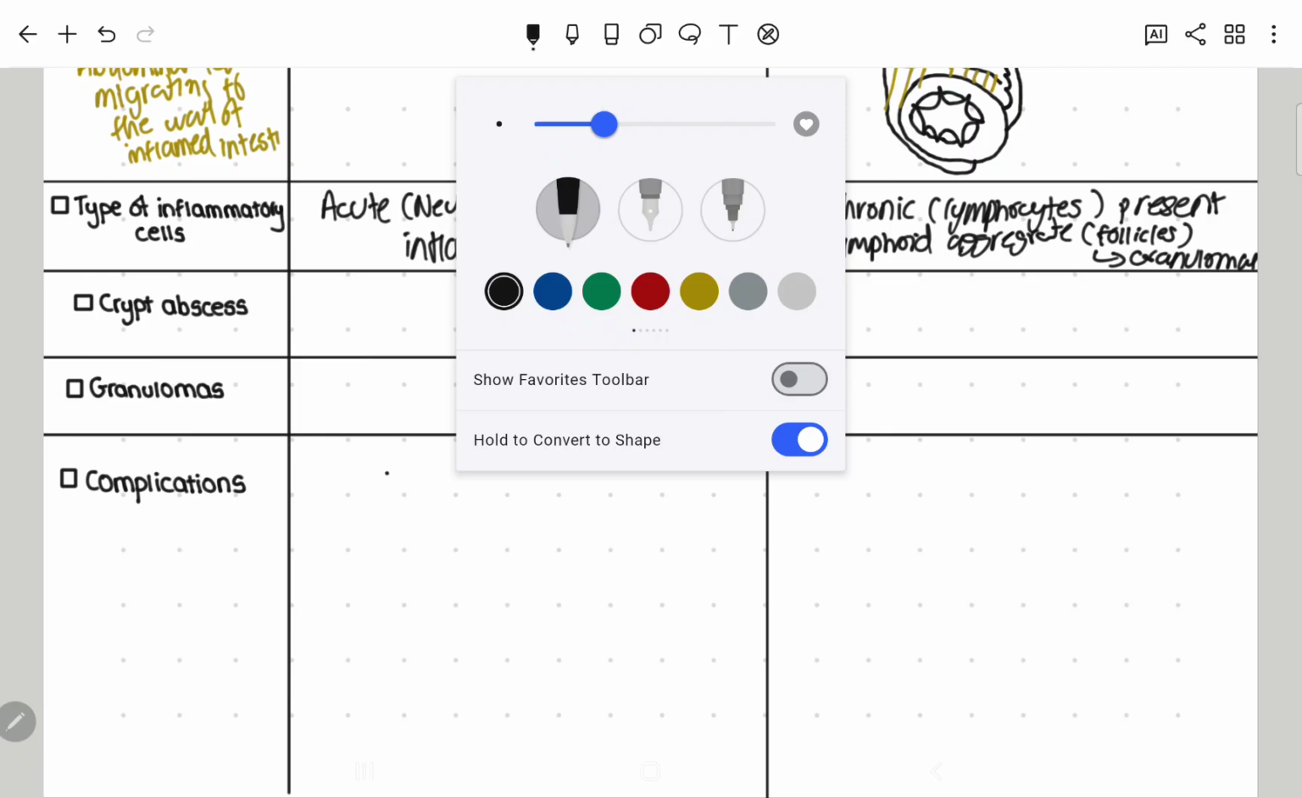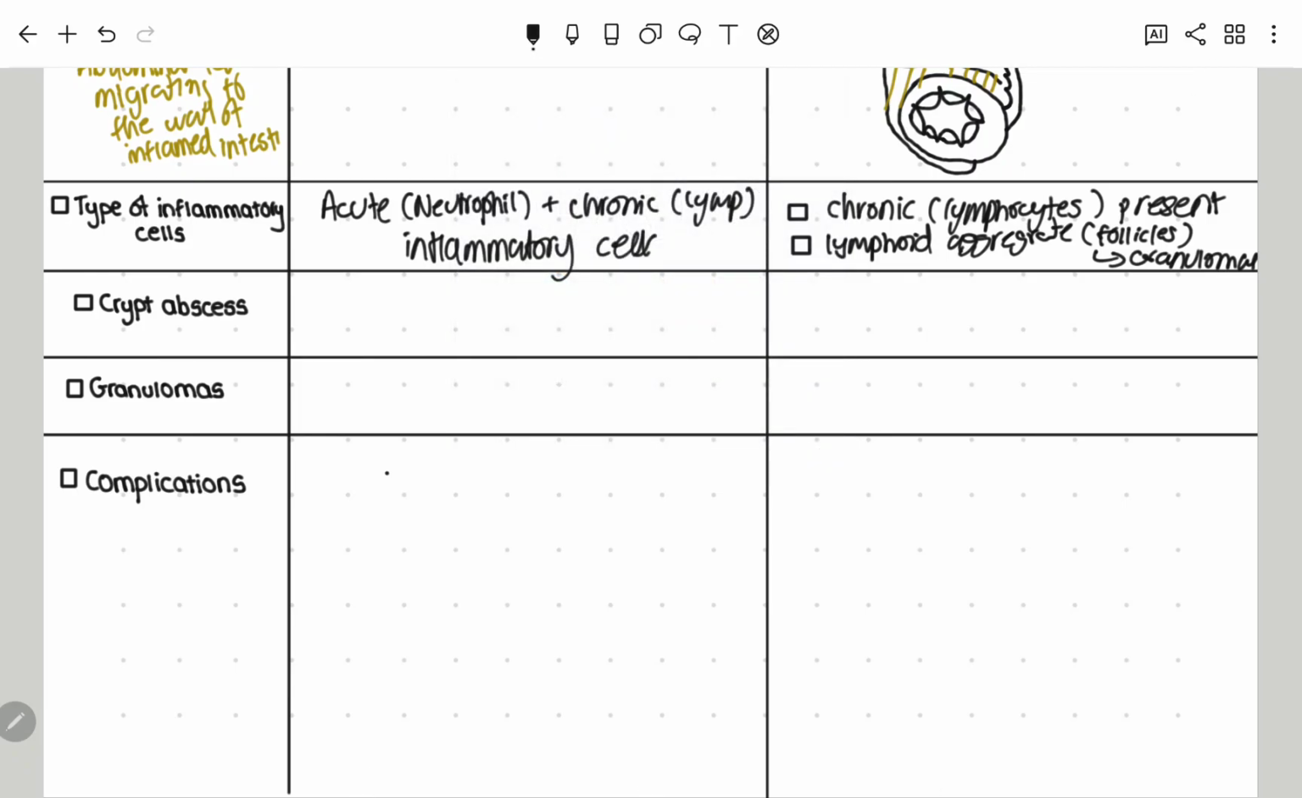So crypt abscesses. Abscesses, as you know, are a collection of pus that is localized, and so if you imagine the wall of the intestine, we know that we've got crypts. Because you normally have an acute or neutrophilic infiltrate more commonly in ulcerative colitis, crypt abscesses are more commonly seen in ulcerative colitis as compared to Crohn's disease. These are relatively uncommon.